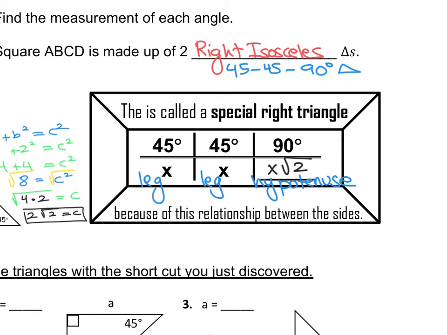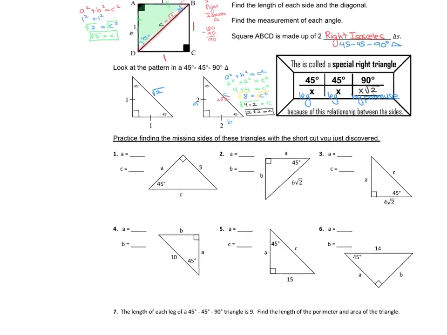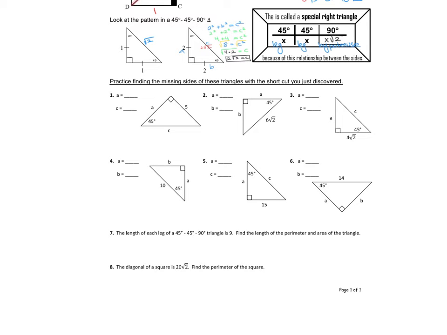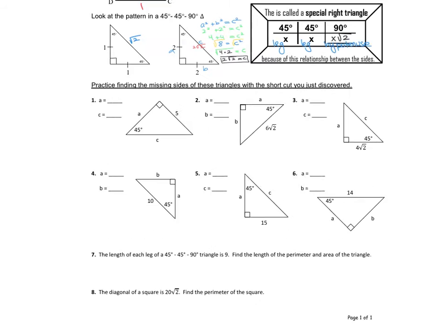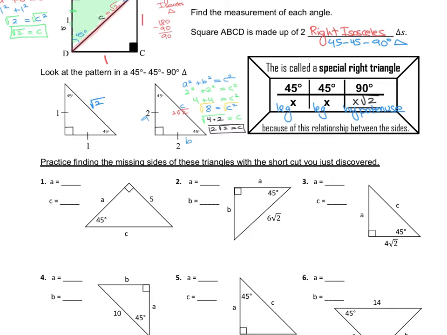The leg is in front of the 45 degrees, and the hypotenuse is opposite of the 90 degree angle. So if the leg is x, the hypotenuse is x root 2. So from now on, to be able to solve problems 1 through 8, you don't have to use the Pythagorean theorem anymore. You can use the pattern to help you find the missing sides.